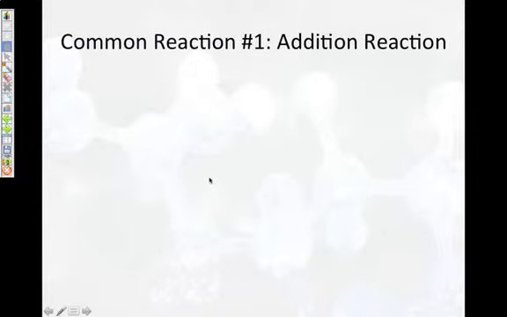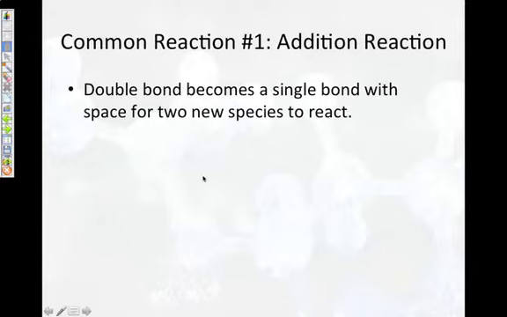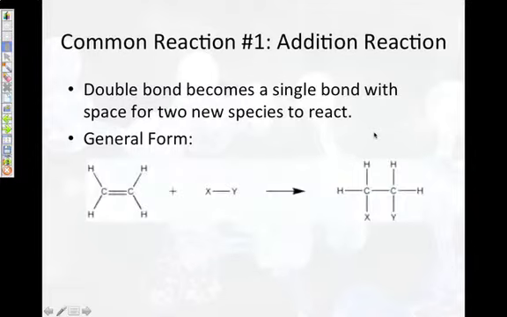We have some common reactions like we did with the alkanes. The first common reaction is an addition reaction. That's where the double bond becomes a single bond with space for 2 new species to react. So let's take a look at the most easy general form for us, looking at ethene, our most simple of the alkenes, just 2 carbons, 4 hydrogens, reacting with some compound. Let's say it could be O2, so X and Y could be the same thing, could be hydrochloric acid, HCl, whatever we want it to be. This is just a general form for us.